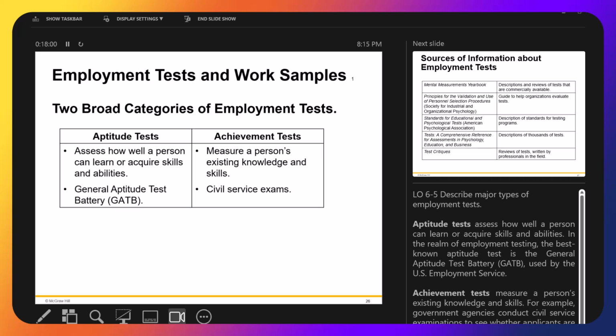Two broad categories of employment tests. Aptitude tests assess how well somebody can learn and acquire skills. Achievement tests measure a person's existing knowledge and skills. Civil service exams: when we talk about civil service exams, we're talking about the government type stuff. And bottom line, with the aptitude test, you can find those in corporate America. It says how well a person can learn, acquire skills, abilities, and knowledge.